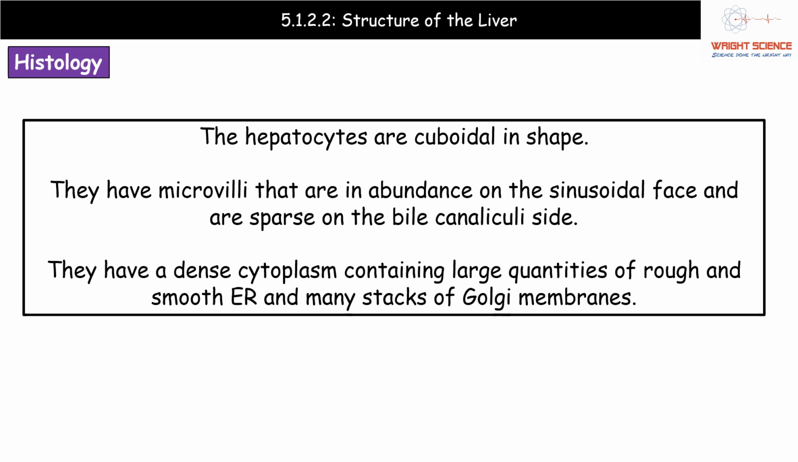We also find that hepatocytes have a dense cytoplasm with lots of rough and smooth endoplasmic reticulum and the stacks of Golgi membranes, and they're all to do with being able to produce everything required to carry out these processes.